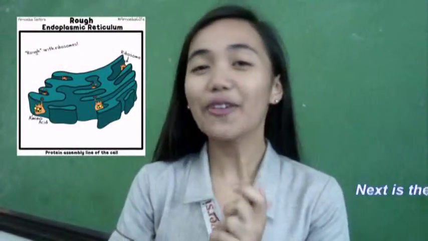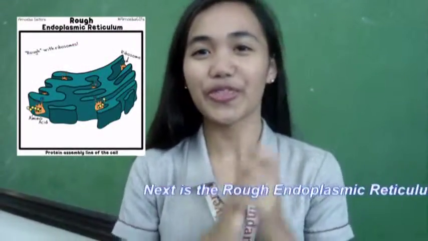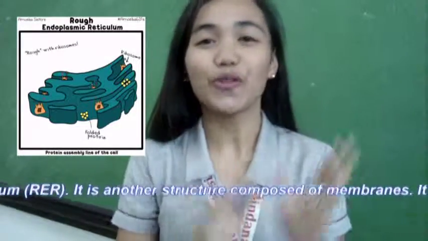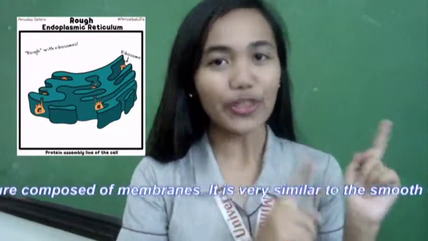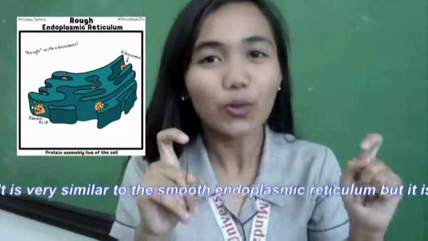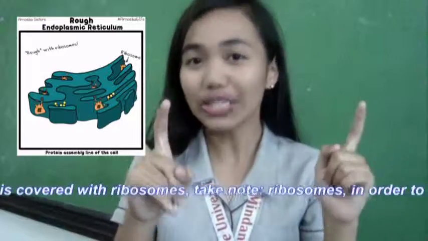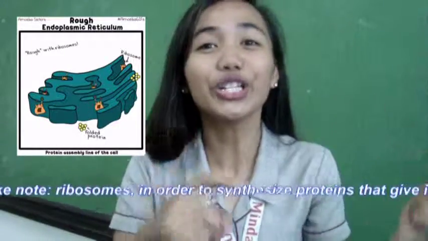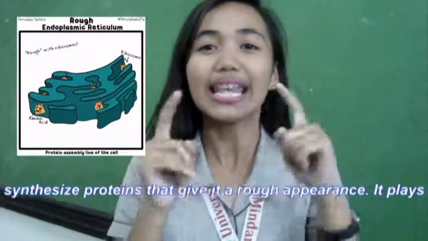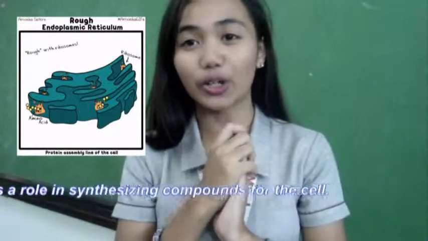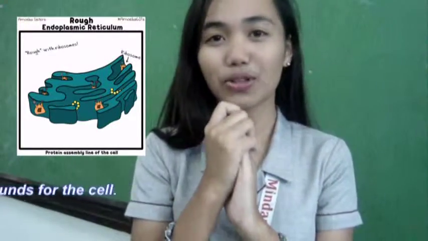Next is the rough endoplasmic reticulum, or the RER. It is another structure composed of membranes, and it is very similar to the smooth endoplasmic reticulum, but it is covered with ribosomes. Take note, ribosomes, in order to synthesize the proteins that give it a rough appearance, and it plays a role in synthesizing compounds for the cell.